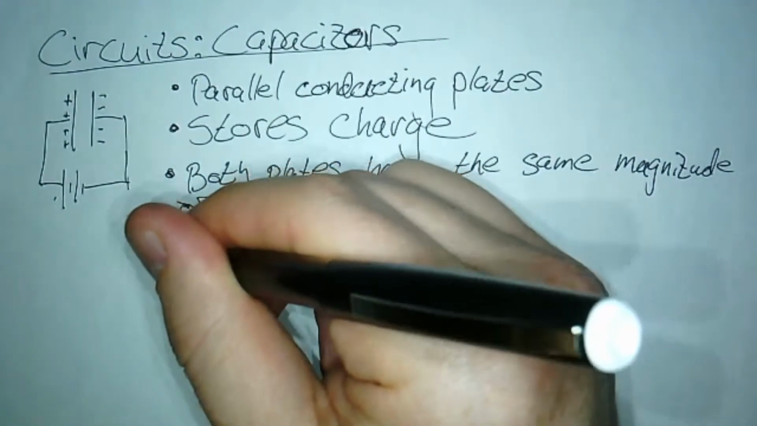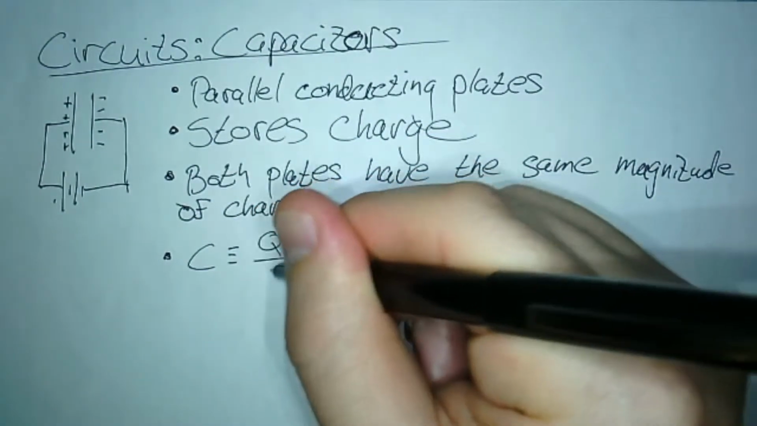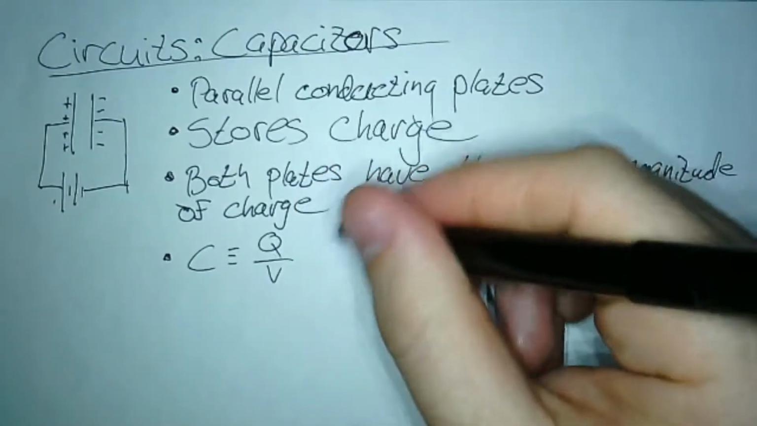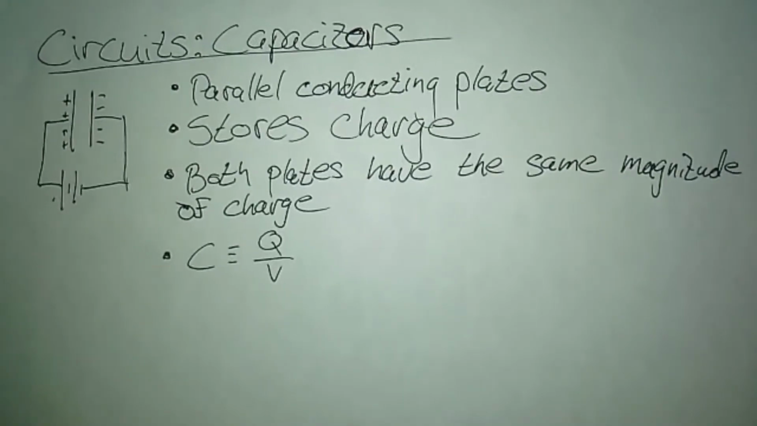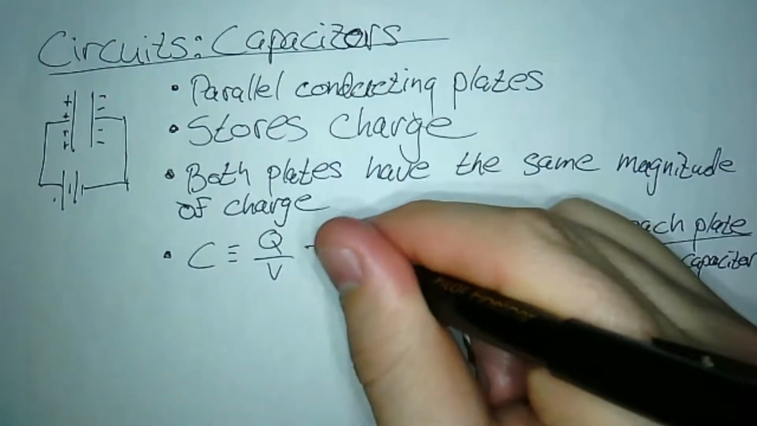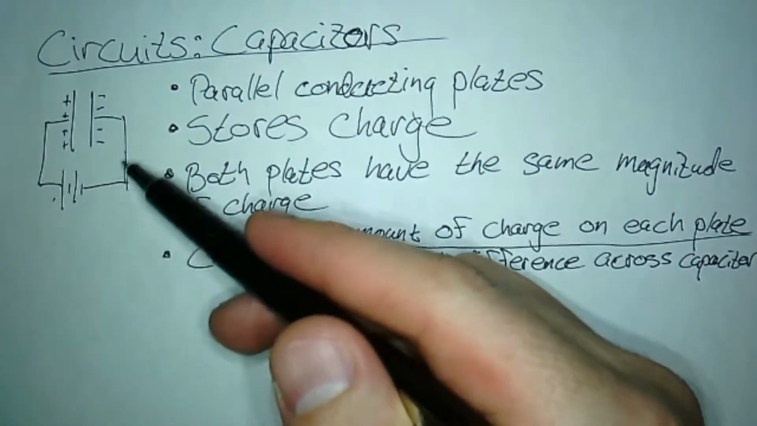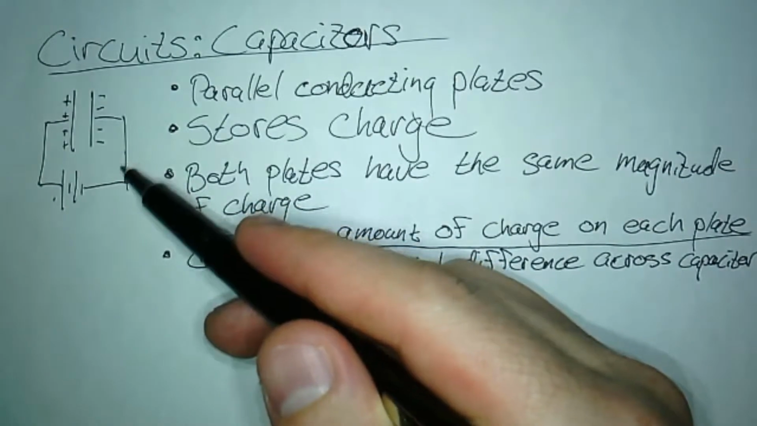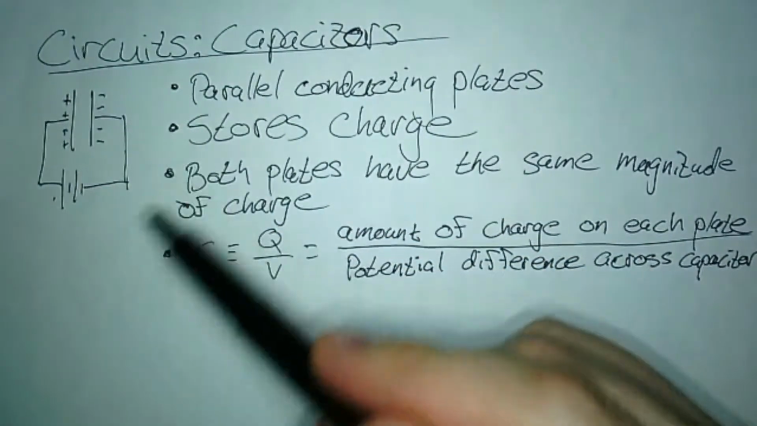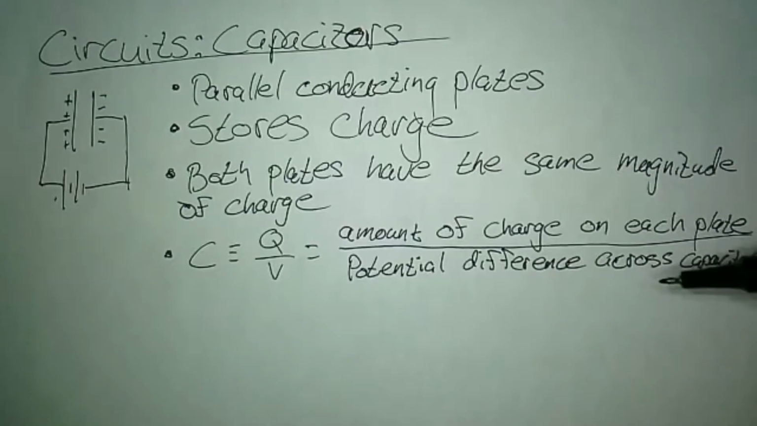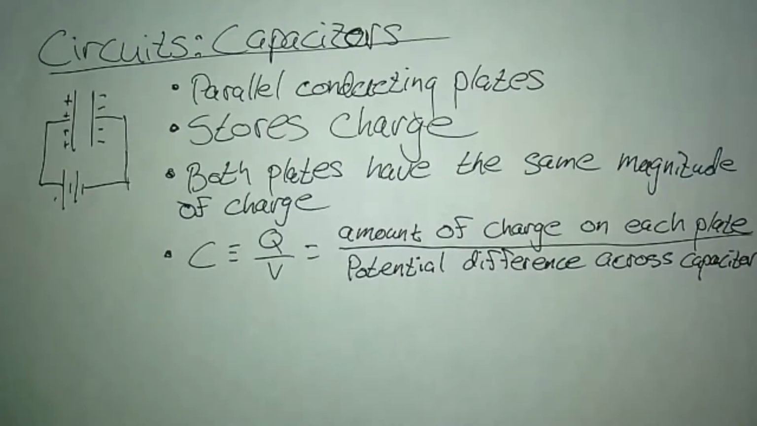So we can define capacitance as Q over V: the amount of charge you can put on each plate divided by the potential difference applied by the battery. It's important that it's not just the battery. If I put a parallel resistor in here, that would affect it. So it's the amount of charge on each plate and the potential difference across the capacitor.